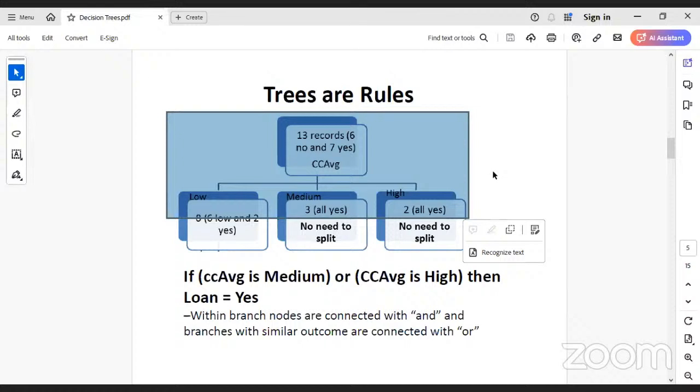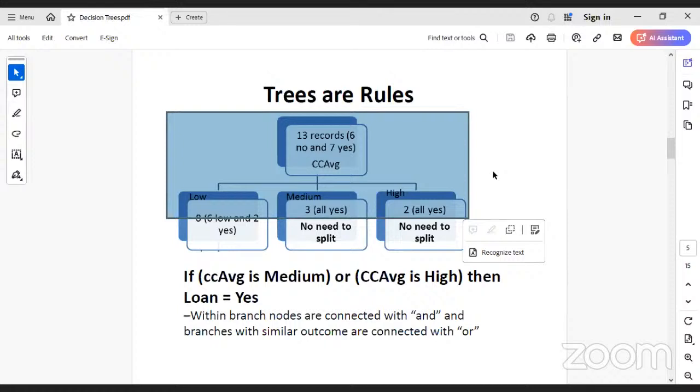So if a person has credit card spending average as medium or credit card spending is high, then that individual will get a loan. This is what this rule is saying. Seldom will we give a loan on a single attribute, but as this is an example, I am just quoting it. So when your right hand side is the same, that is loan is equal to yes, you can combine your left hand side with OR.